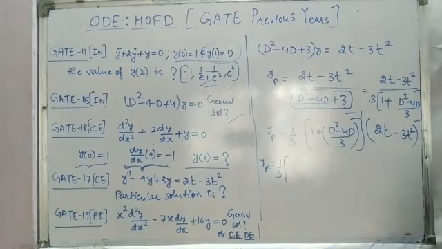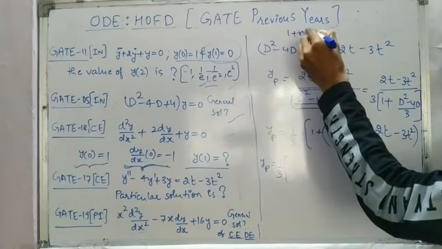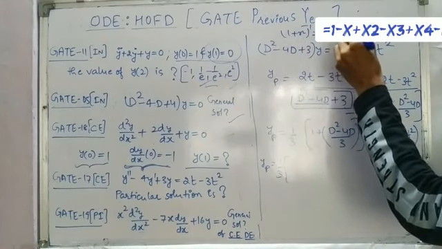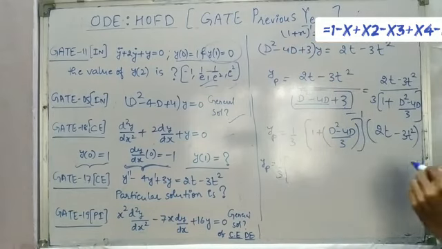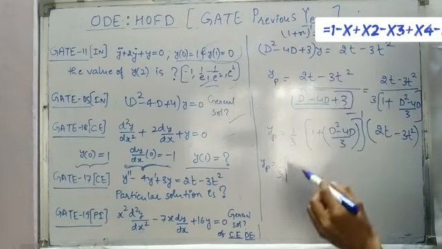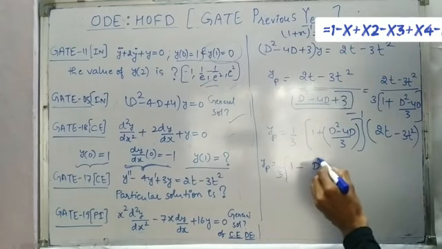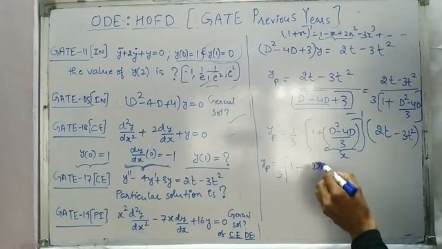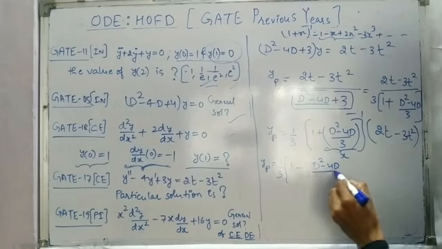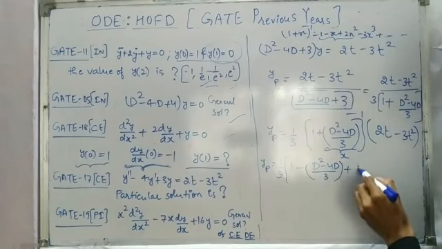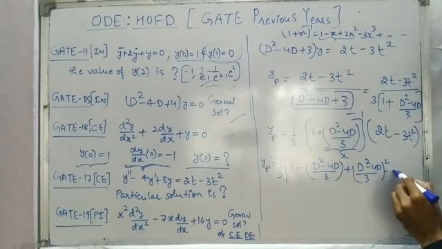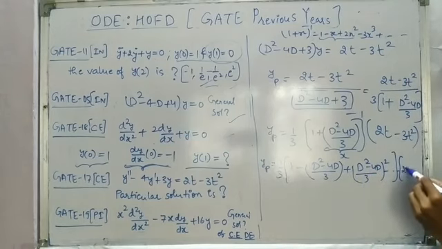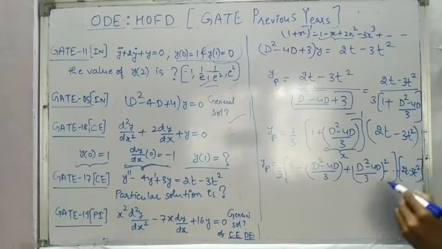So we have to make use of binomial expansion. 1 plus x whole inverse is nothing but 1 minus x plus x square minus x cube plus and so on. We have to make use of the initial terms only. So 1 minus x, where this complete term is x, so 1 minus D square minus 4D by 3, plus x square, that is D square minus 4D by 3 whole square, and all the further terms we can neglect, with 2t minus 3t square present over there.